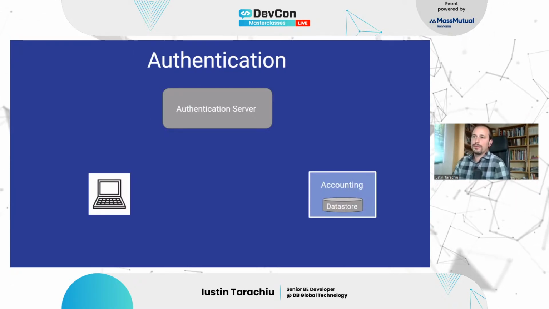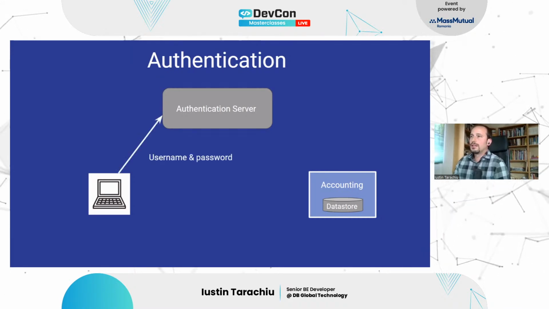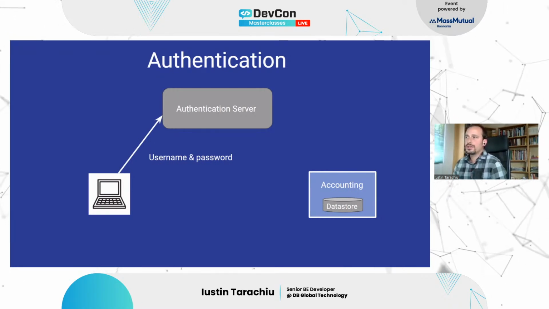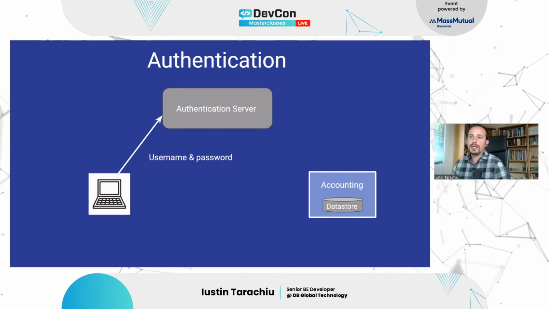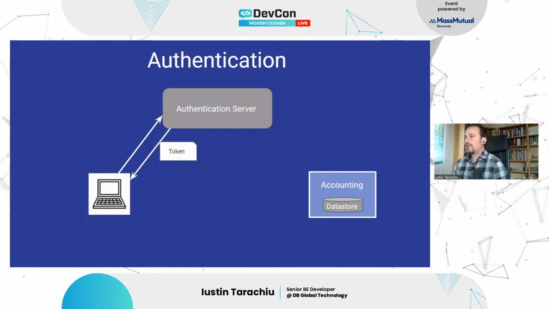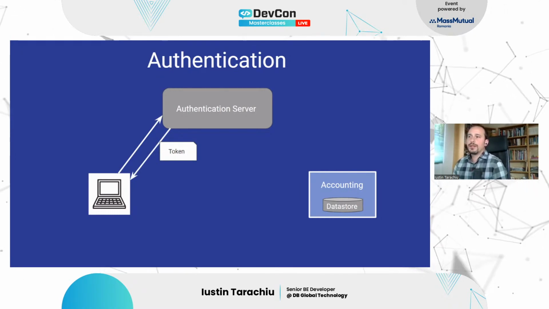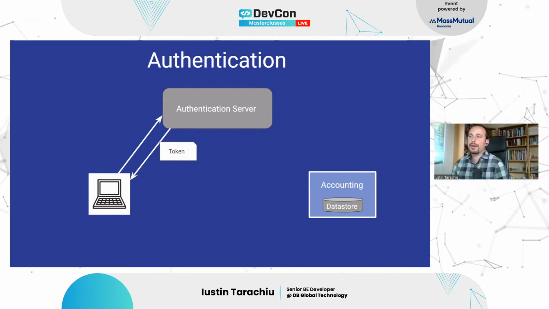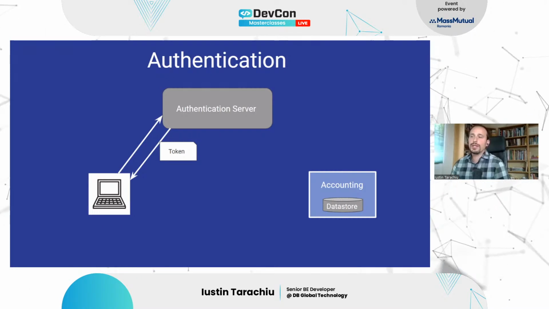For example, we have a user, the laptop on the left. It would send a username and a password to the authentication server that may be external, maybe a third-party component. And the authentication server will reply with a token. This token has a period of availability. After that period, it will expire and the user has to generate a new token.